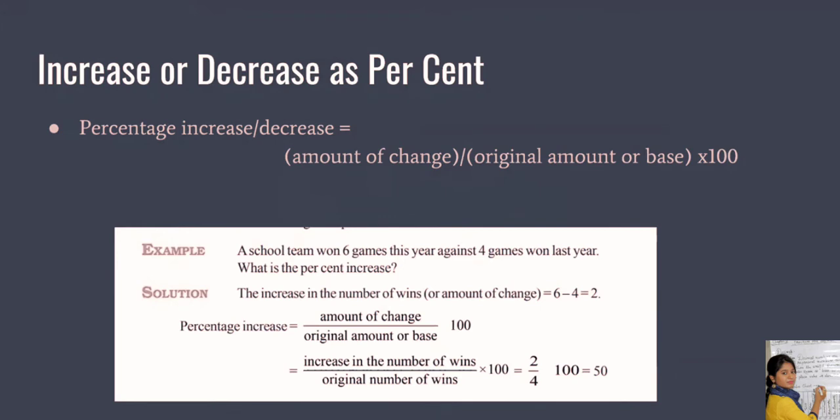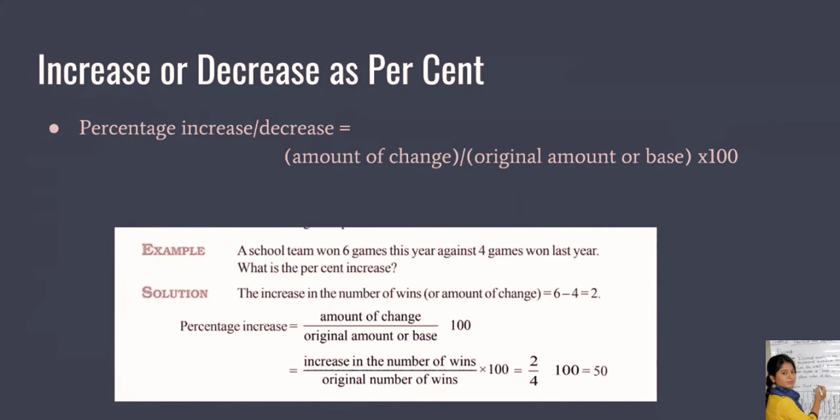So according to the formula, we need to find the amount of change, right? So the increase in the number of wins, or amount of change, is equal to 6 minus 4, that is equal to 2. And percentage increase will be equal to amount of change, we will write as 2 upon original amount or base. So the original amount, we know that it is the original number of wins, right? So the increase in the number of wins upon the original number of wins into 100 will give you 2 upon 4 into 100, that is equal to 50%. It means that the percentage increase is 50%.